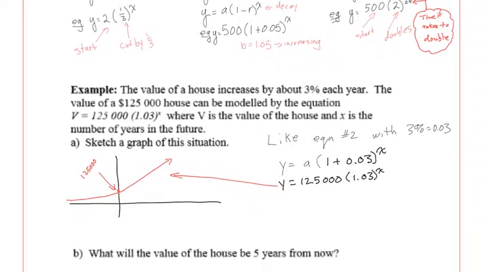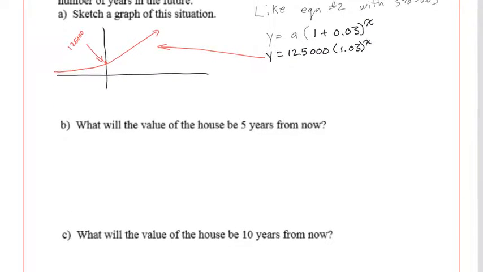So now we're going to take a look at the basic question when we ask how much will this thing be worth after 5 years. The key idea is when we know that x is represented by years, we're going to sub x is equal to 5 into the equation. So we're going to get v is equal to 125,000 bracket 1.03 raised to the x. In this case it's 5, and we just punch that directly into our equation.